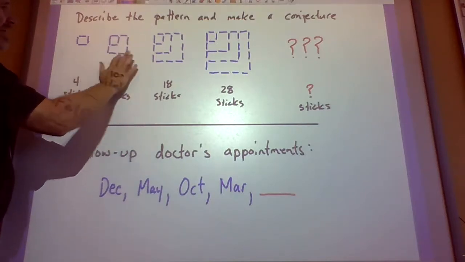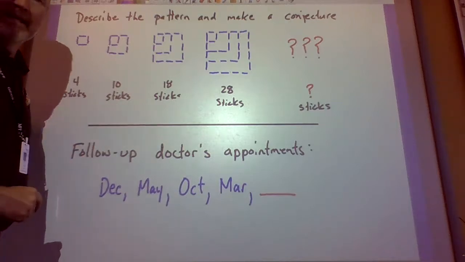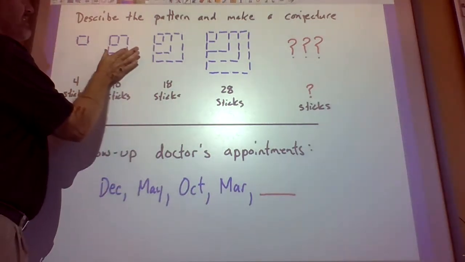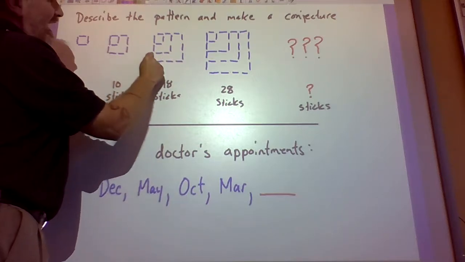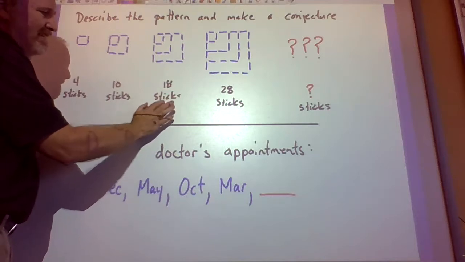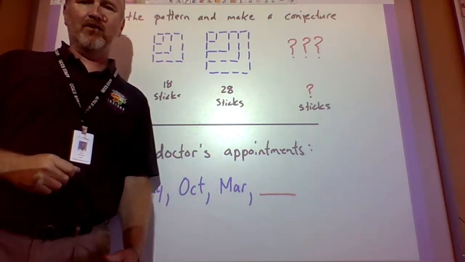And when I do add that second layer around it, I notice it takes 10 toothpicks to do that. And now I'm still waiting, so I take this second figure and I add another layer around it. And when I do that, that takes 18 total toothpicks. All right, are y'all seeing what's going on here?